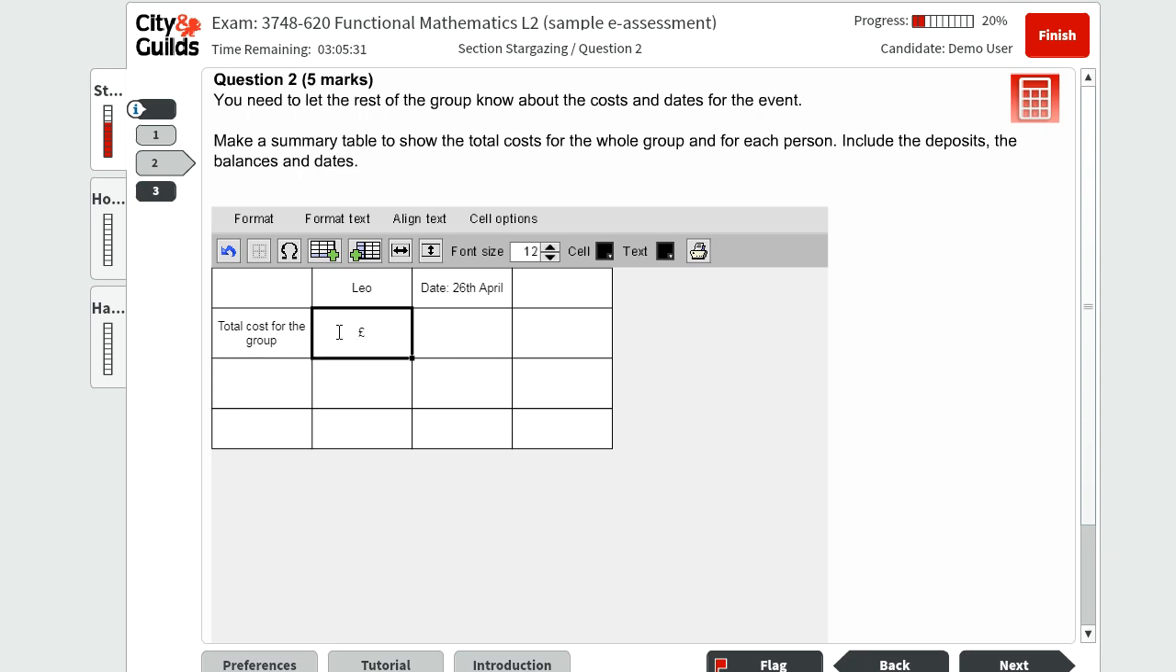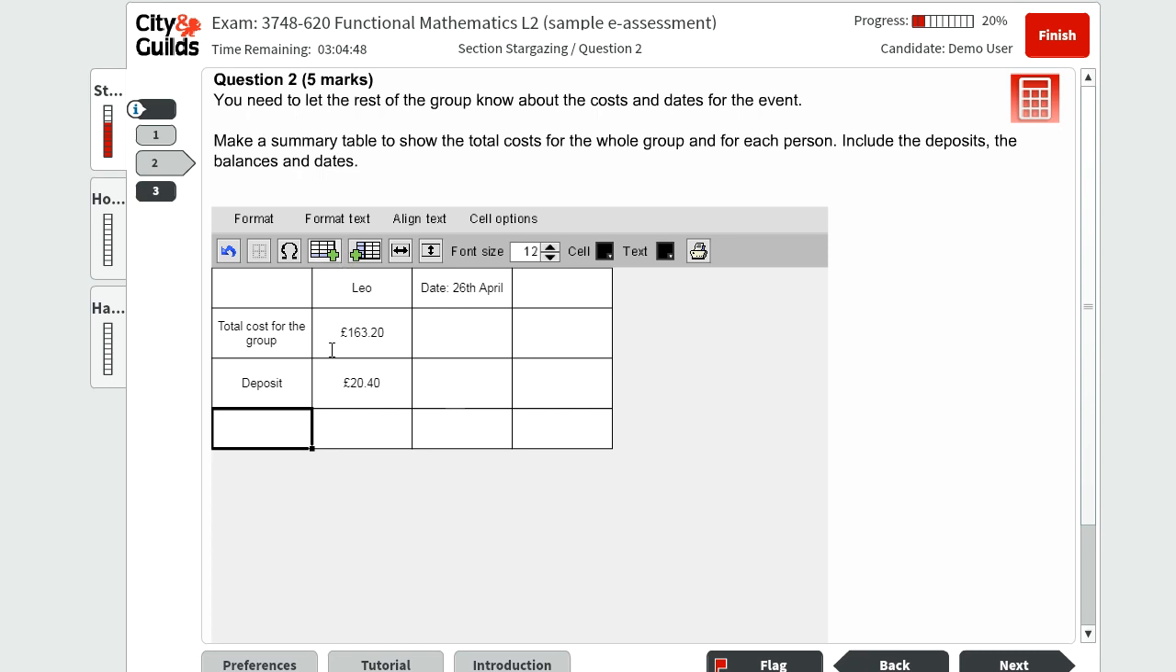Don't forget to put currency signs, so that they know you're still talking about money. If you just put the number in, they won't know what you're talking about. So make sure when it's money that you're putting the correct sign. The total cost was £163.20. Next we have to put the deposit, which is of £20.40.